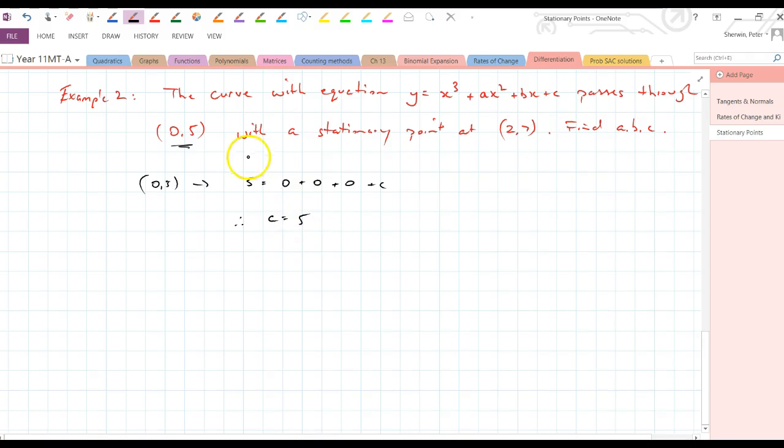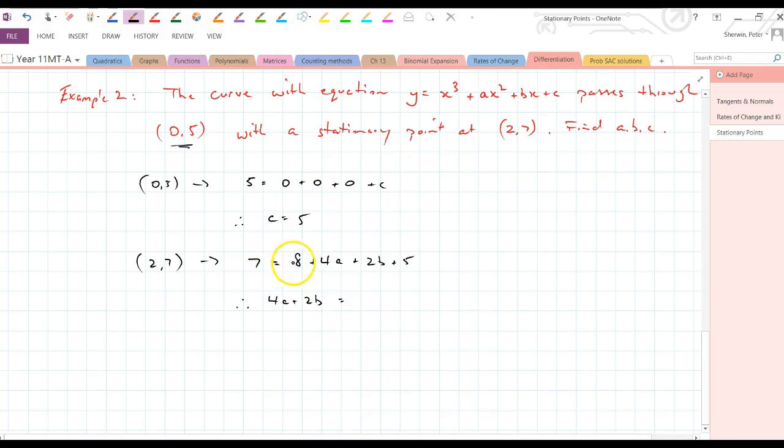Good, so we've got c. Now what are we going to do? There's a stationary point at 2, 7. So I also know that 2, 7 is a point on this curve. So I know that 2, 7 satisfies this equation. So I can do the same here. I won't get quite as much info out of it. So 7 equals, now 2 goes in for x, so that's 8. 2 cubed is 8, plus 2 goes in for x here, so that's 2 squared is 4a, plus 2 goes in for x there, so that's 2b, and c we already know to be 5. So therefore, let's tidy this up a bit, 4a plus 2b will equal 13 here.